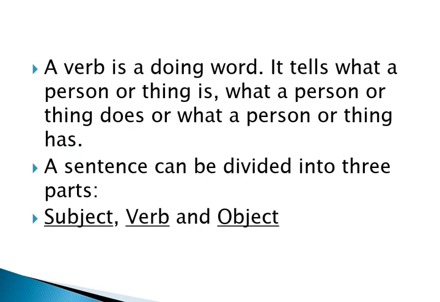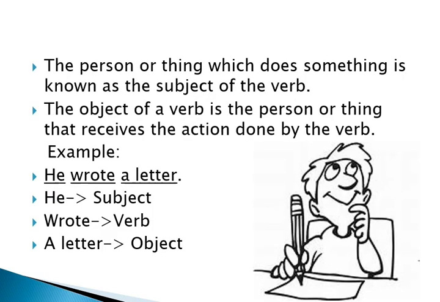So a verb is a doing word. It tells what a person or thing is, what a person or thing does, or what a person or thing has, right, children? Now, you have all studied earlier that a sentence can be divided into two parts, subject and predicate. Today we are going to understand another concept. A sentence can also be divided into three parts. You have your subject, verb, and object. The person or thing which does something is known as the subject of the verb. The object of a verb is the person or thing that receives the action done by the verb.